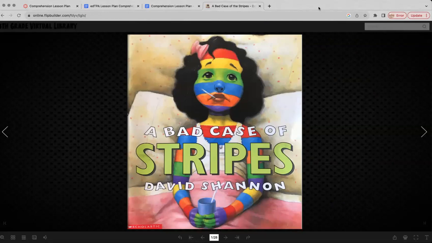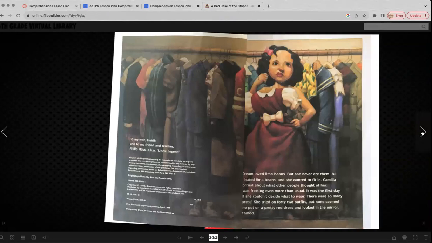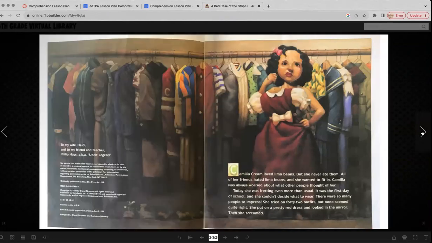So this is our book, A Bad Case of Stripes by David Shannon. Camilla Cream loved lima beans, but she never ate them. All her friends hated lima beans, and she wanted to fit in. Camilla was always worried about what other people thought of her. Today, she was fretting even more than usual. It was the first day of school, and she couldn't decide what to wear. There were so many people to impress. She tried on 42 outfits, but none seemed quite right.